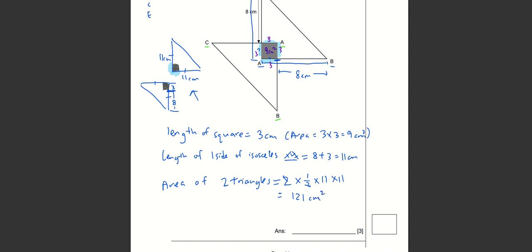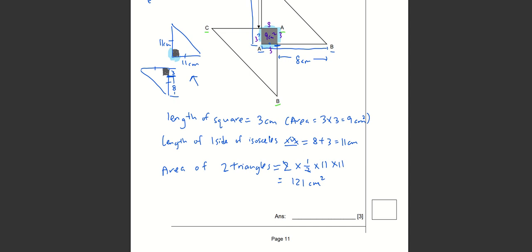So from this point I can find the unshaded portion already. The unshaded area will be the two triangles, 121, minus 1 gray square here, that's 9 square centimeters, and then minus another 9 square centimeters found in the other triangle because it's an overlap, right? And now that will get me 103 square centimeters. So that's the answer for this question, 103 square centimeters.